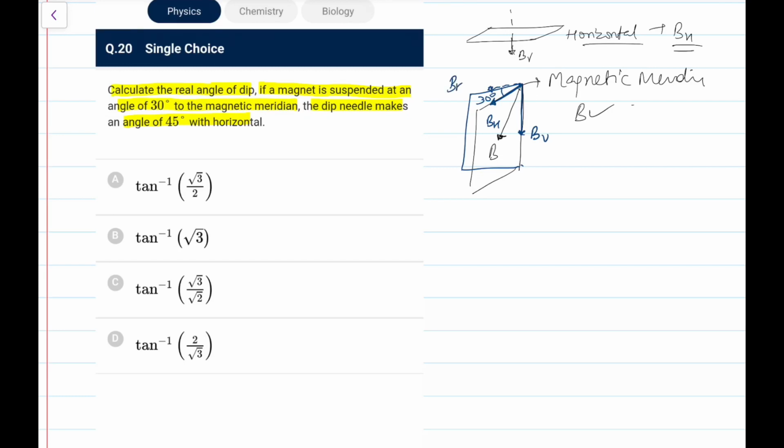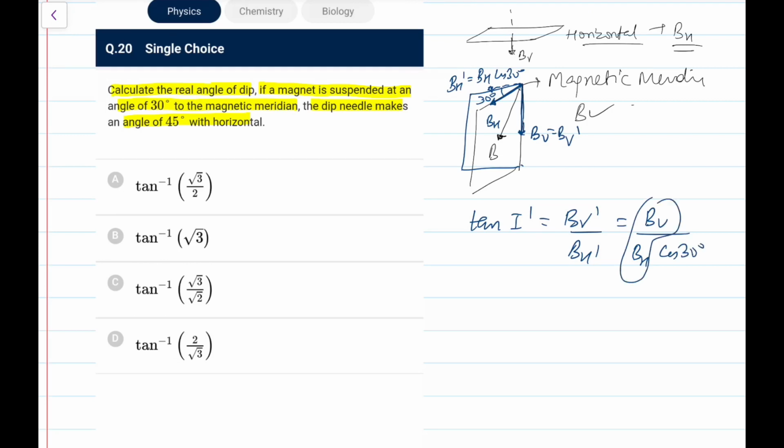In this, along that, B_H dash would be equal to B_H cos 30, though the B vertical dash will still remain the same. So if I draw that again, the apparent dip I dash will have tan I dash equal to B_V dash upon B_H dash, and B_V dash is B_V, but B_H dash is B_H cos 30. So B_V by B_H, that is the real dip that we call tan I, and this is cos 30.